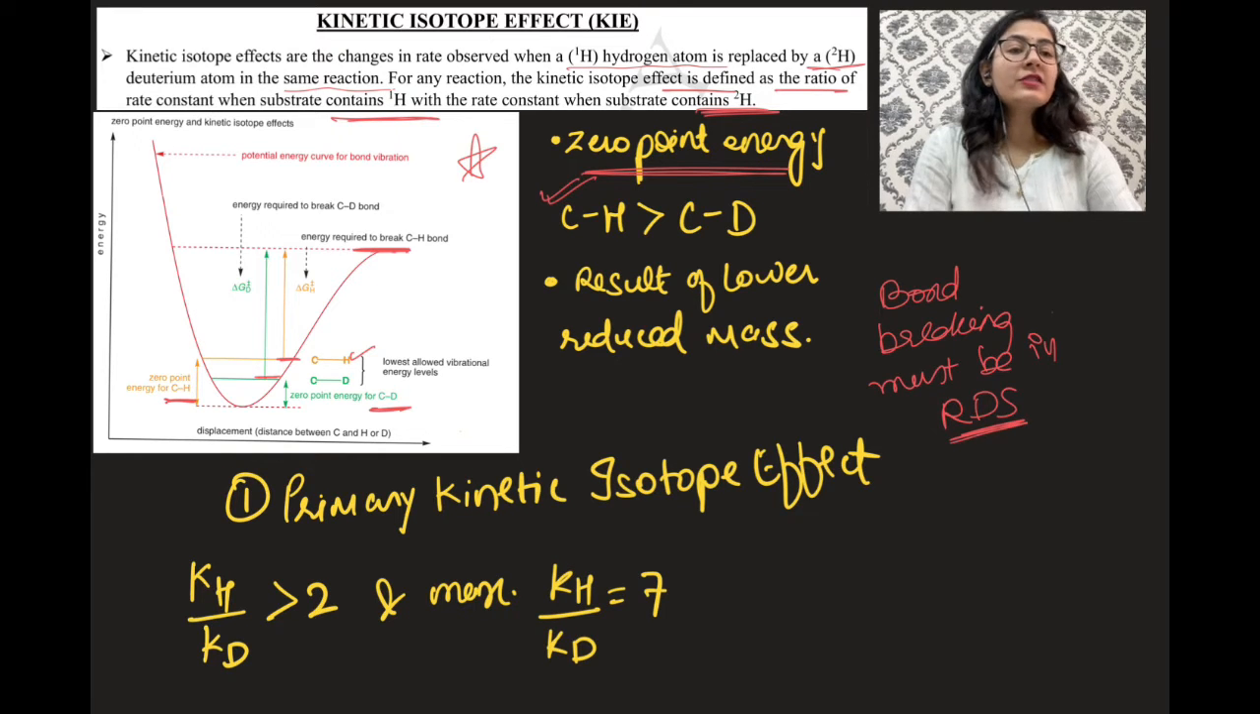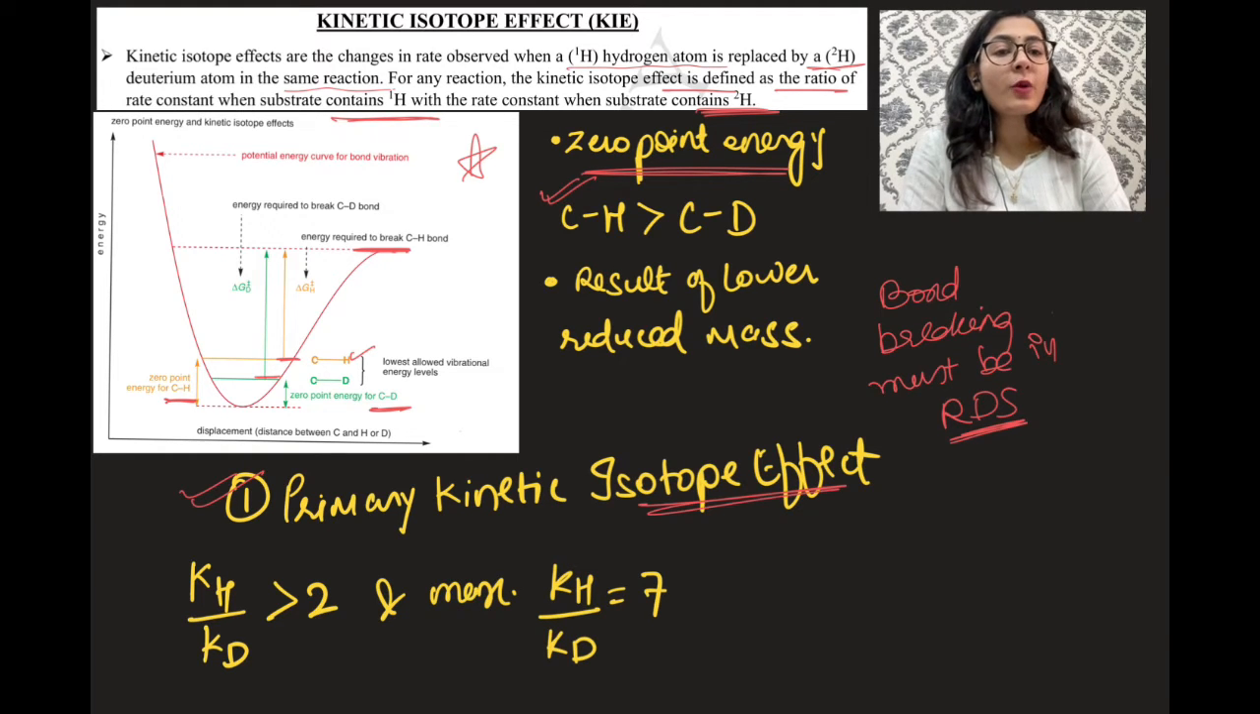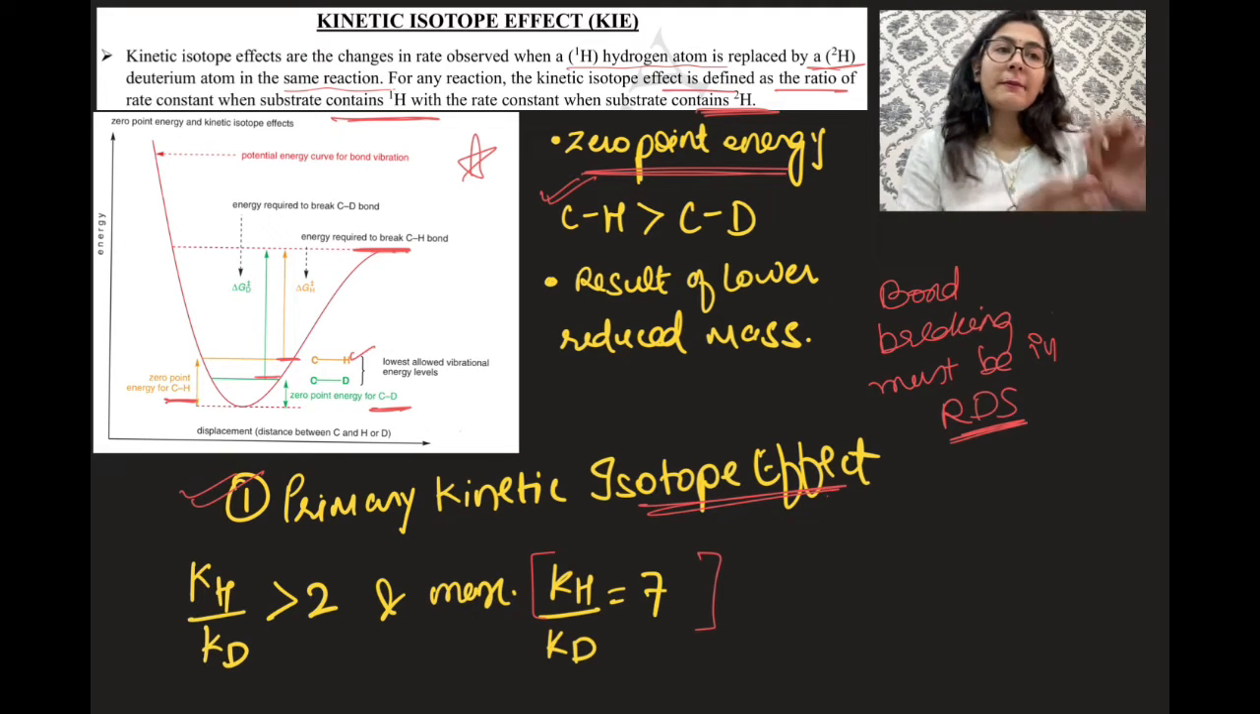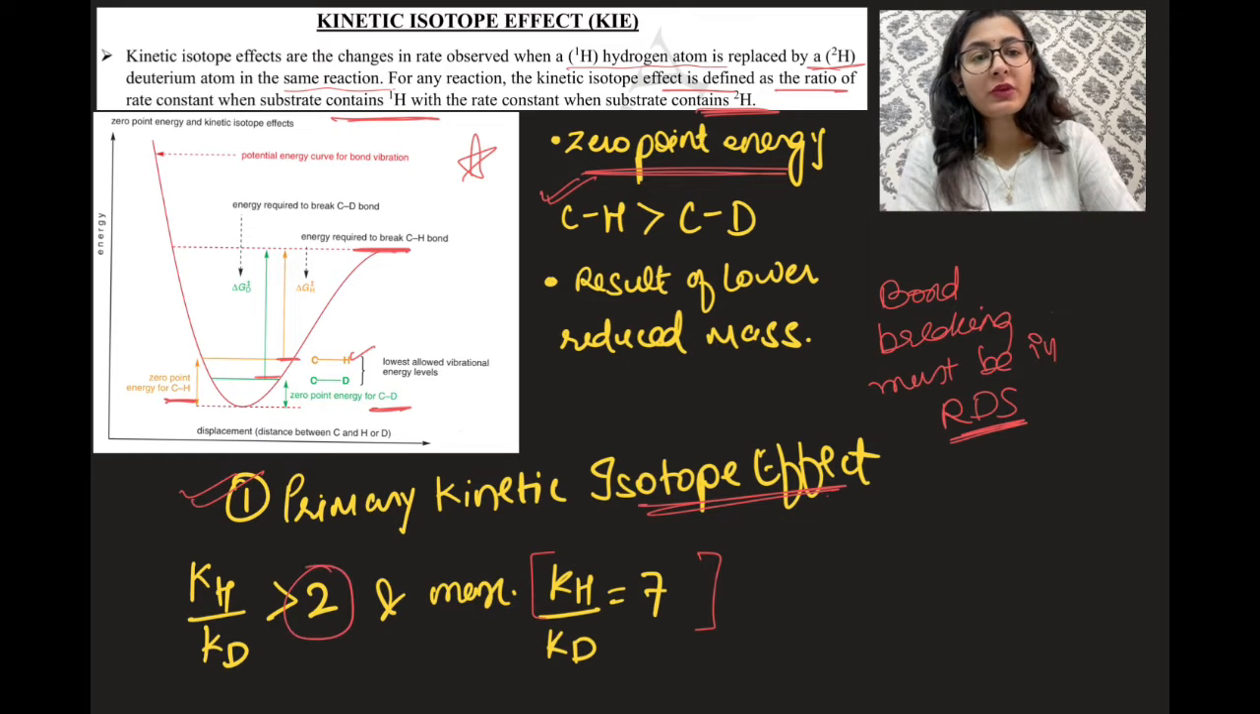All right, that is going to give you a primary kinetic isotope effect, because when it is involved in the rate determining step, it is affected directly. So the carbon hydrogen bond breaking is affecting the rate directly. A primary kinetic isotope effect will be observed when the difference, the kH upon kD, has a maximum of 7 and a minimum of somewhat around 2, greater than 2.